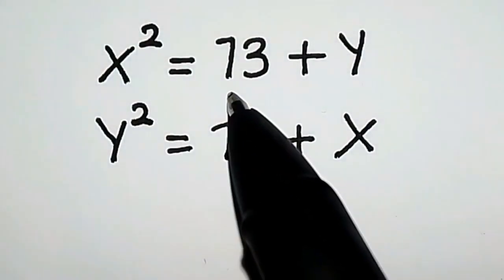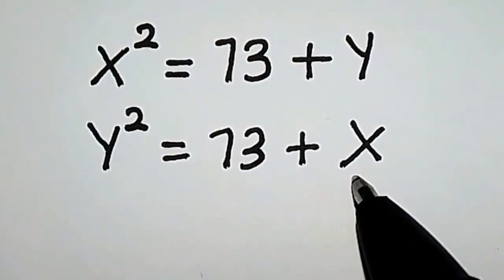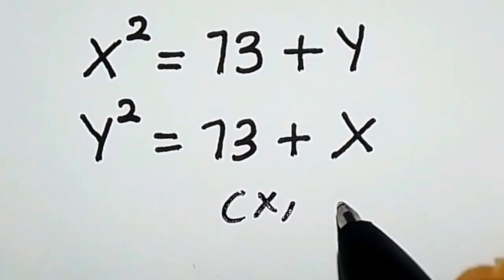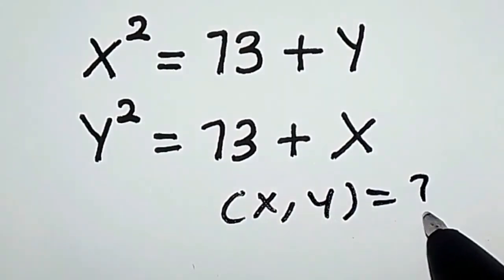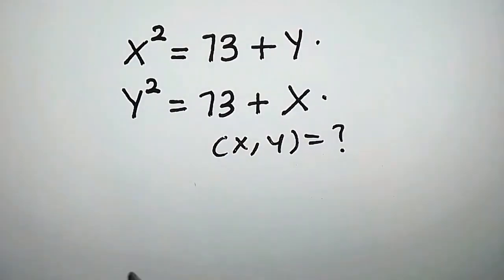x squared equal to 73 plus y, and y squared equal to 73 plus x. How do we find the value of x, comma y? The first thing we are going to do is to rewrite these equations.